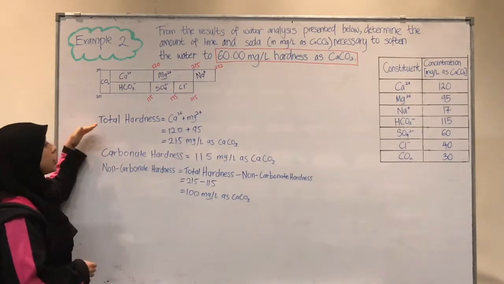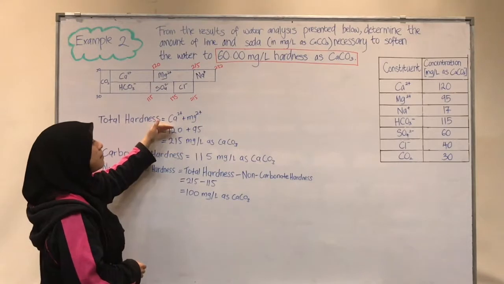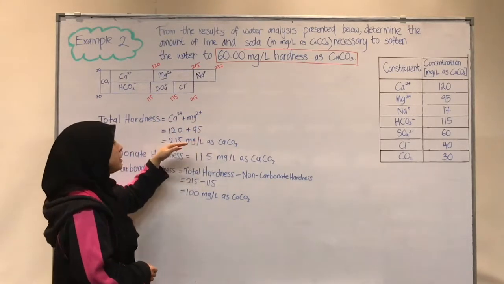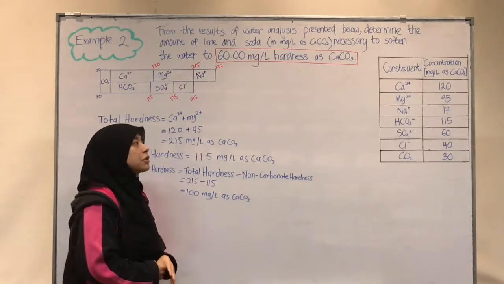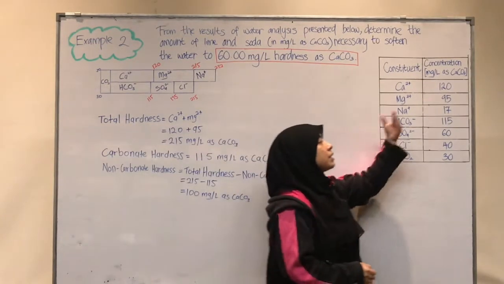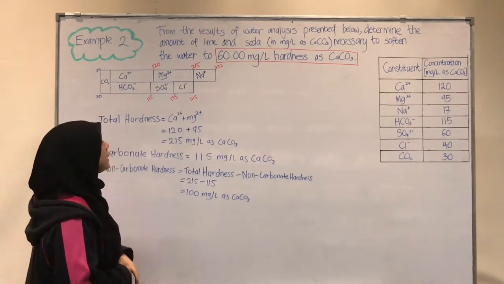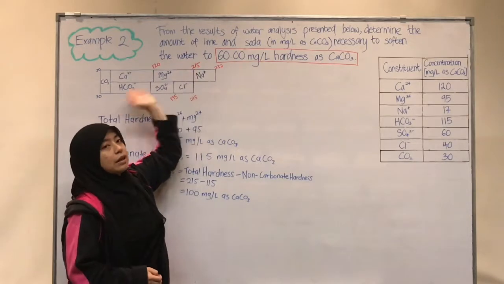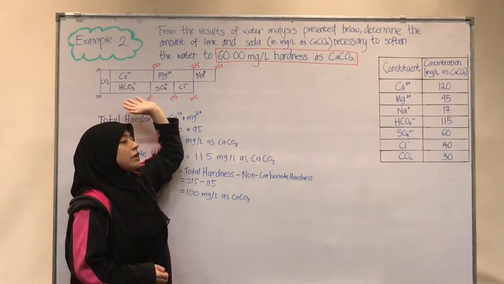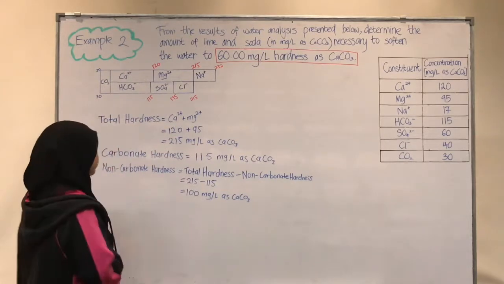To calculate the total hardness, you just have to add up the calcium and also the magnesium value, and you'll get 250 milligram per liter as CaCO3, because the value here is already in that unit. You also can just directly take the value from here, because it's also the value of the addition of calcium and also magnesium.